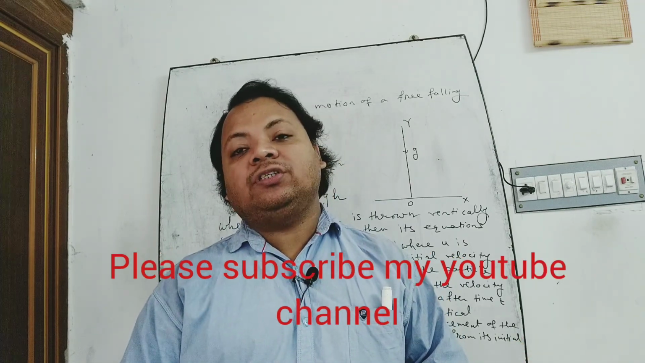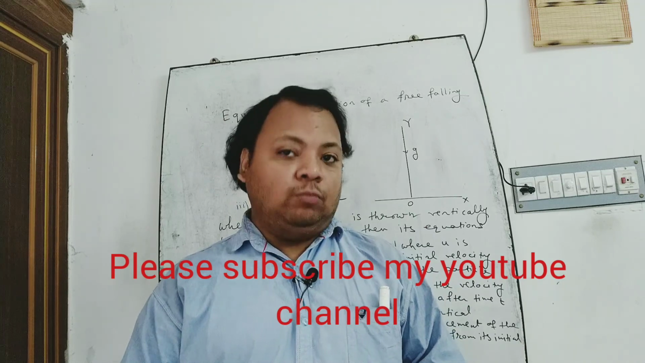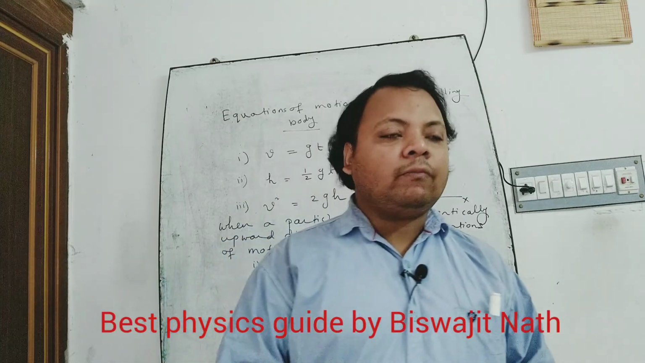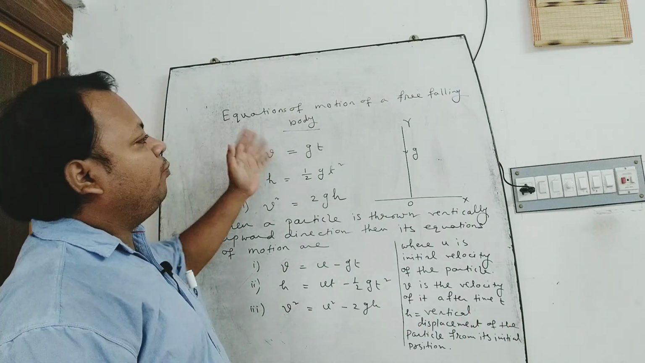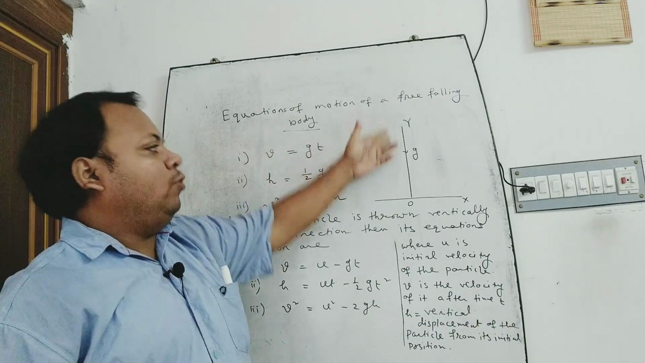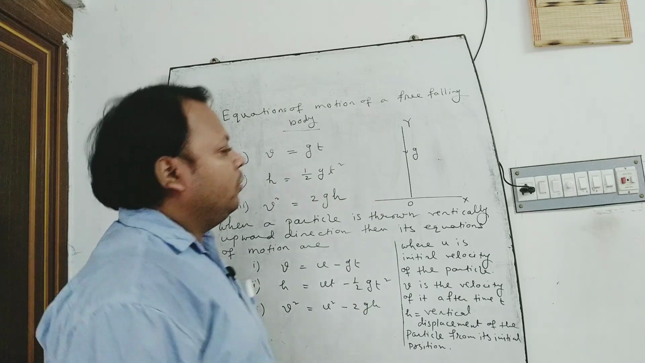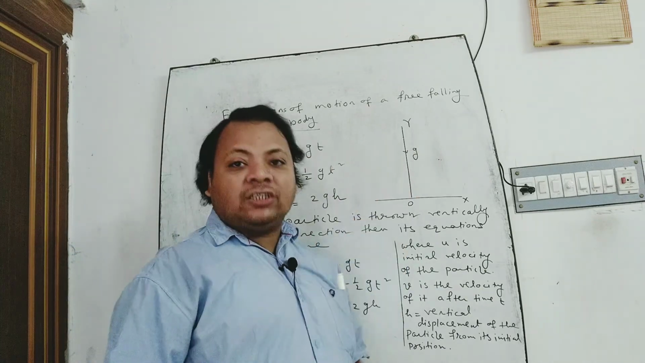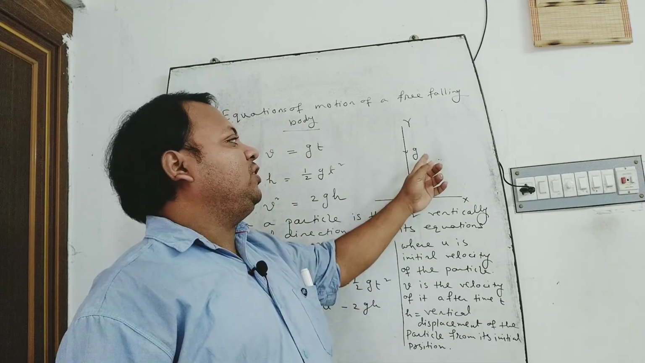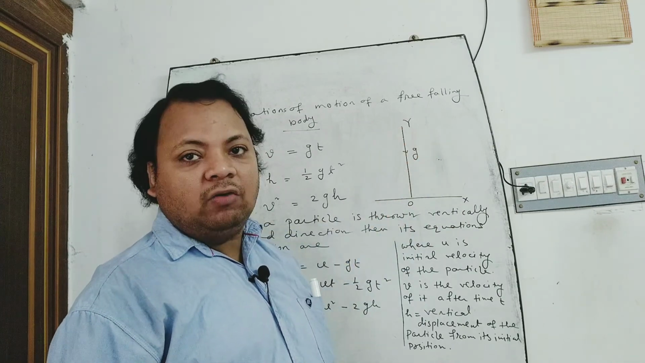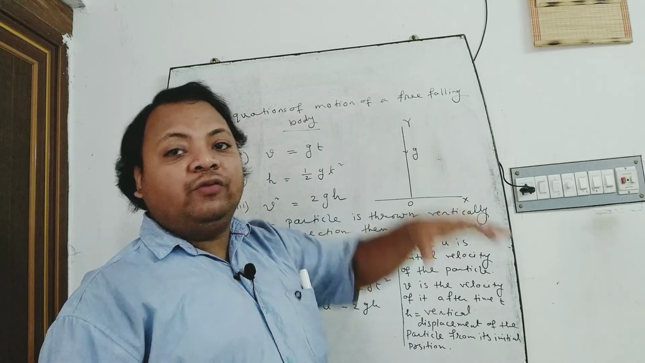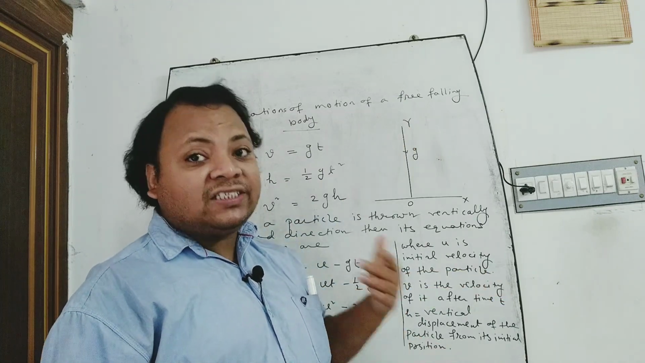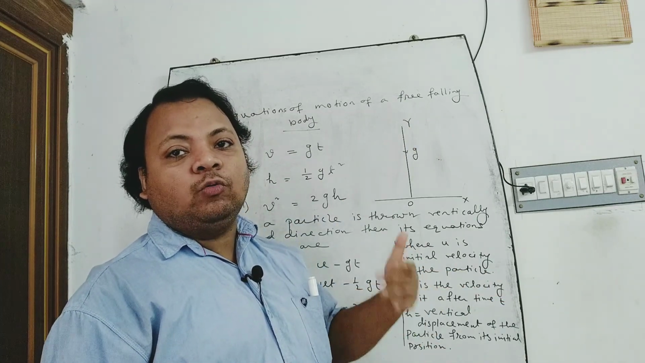Today I am going to discuss projectile motion. At first, the equation of motion of a free-falling body. You know that the acceleration due to gravity, small g, acts vertically downward. That's why when a body falls freely, its velocity increases with time.